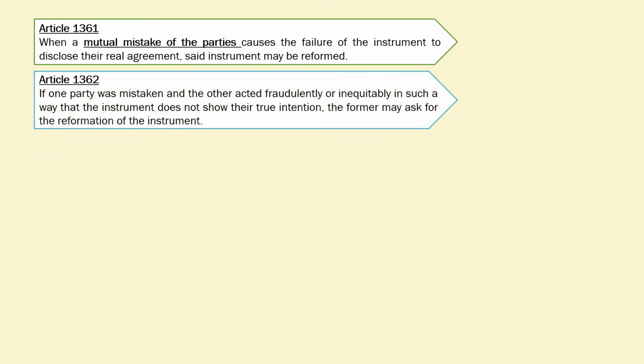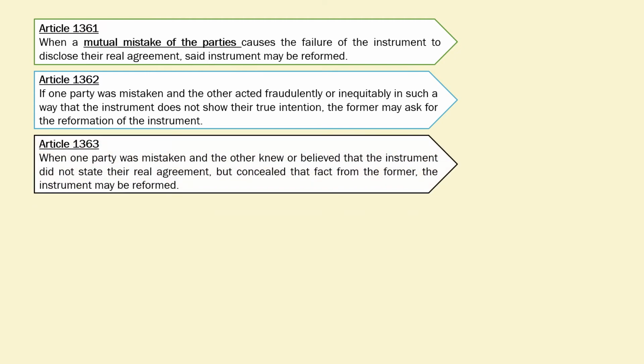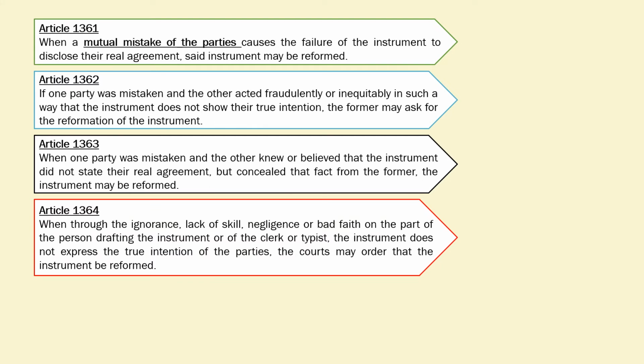Article 1362, one party was mistaken and the other acted fraudulently in such a way that the instrument does not show their true intention, then you can also ask for the reformation of an instrument. Article 1363, one party was mistaken and the other knew or believed that the instrument did not state the real agreement, but he concealed that fact from the former, then you can also ask for the reformation of an instrument. Article 1364, there is ignorance, lack of skill, negligence, or bad faith on the part of the person drafting the instrument or on the part of the clerk or typist, and the instrument does not express the true intention of the parties, then the court is allowed to order that the instrument be reformed.